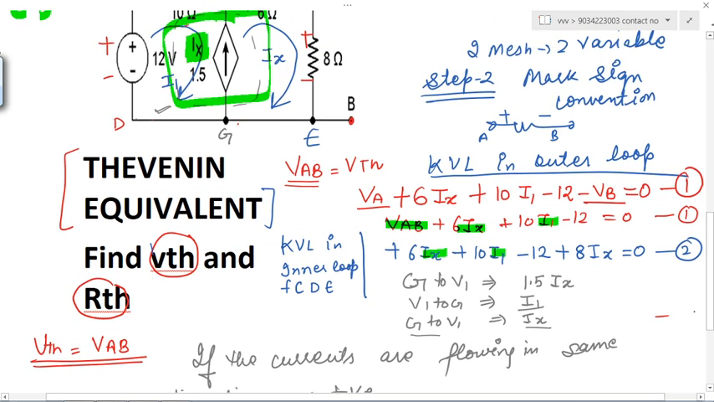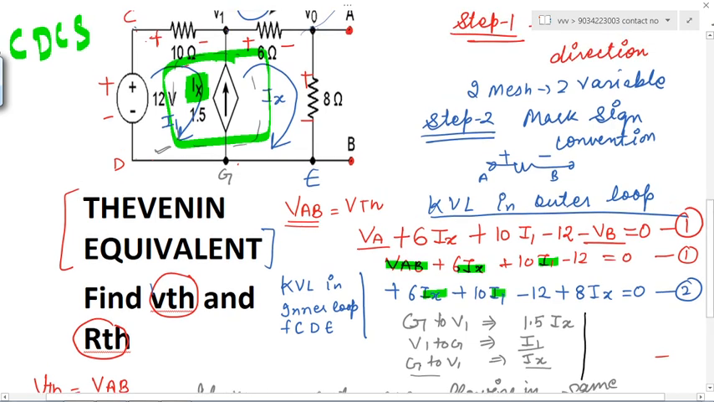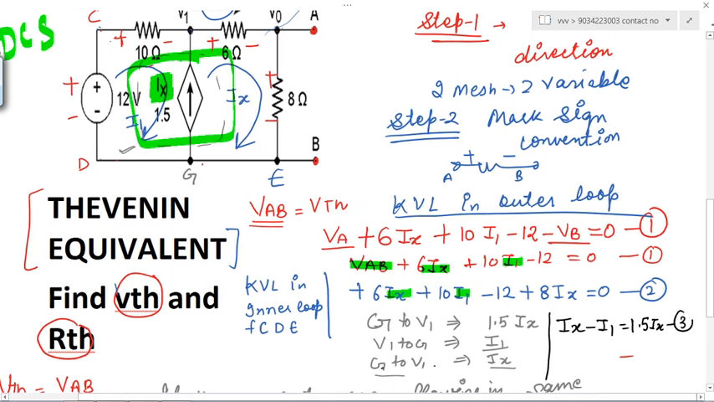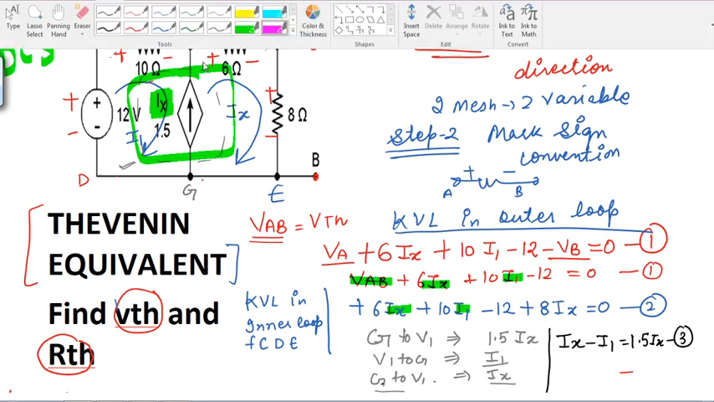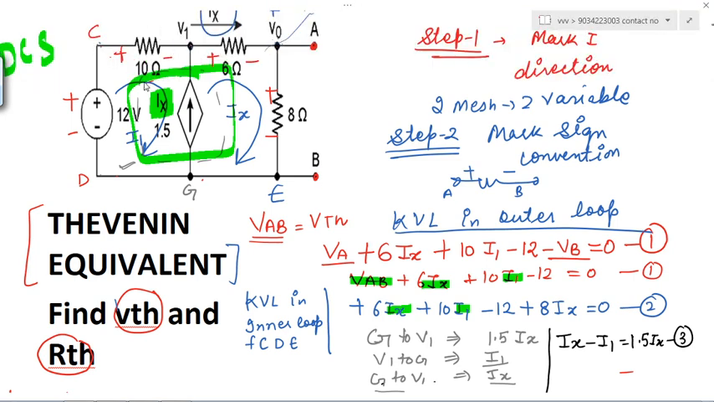So accordingly, we can write down the third equation. G to V1, Ix is positive because it is moving along the direction, and V1 to G means I1 is moving opposite, so it would be minus I1 is equal to 1.5 Ix. So this is your third equation you got. Okay, I'm repeating this. You can see again from this that your current is moving, like just imagine you are I1.